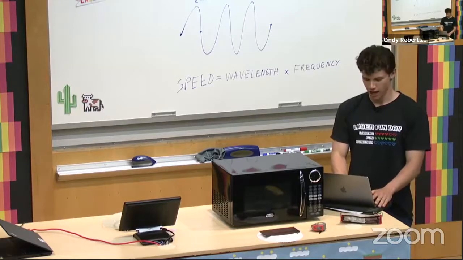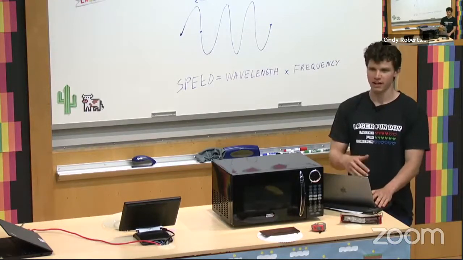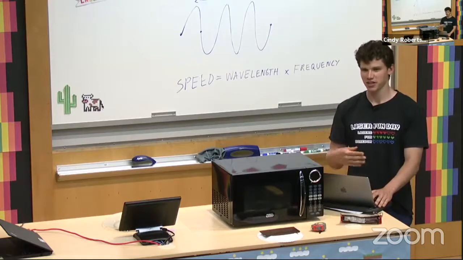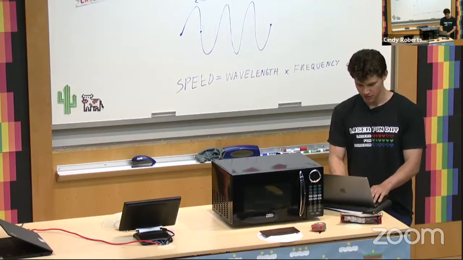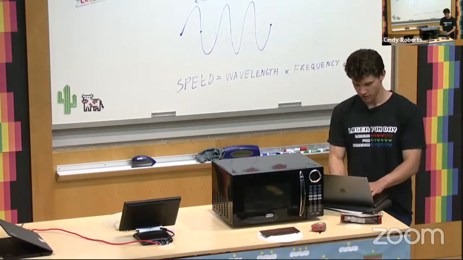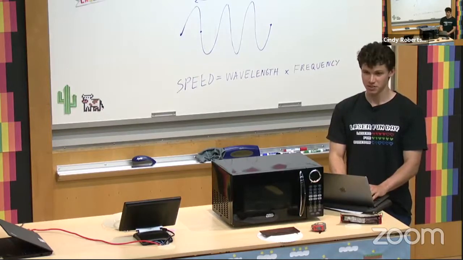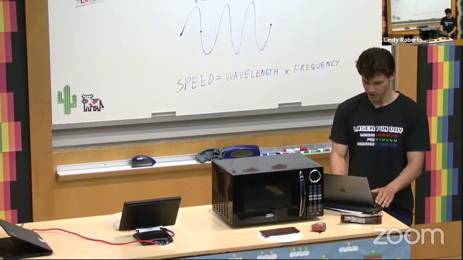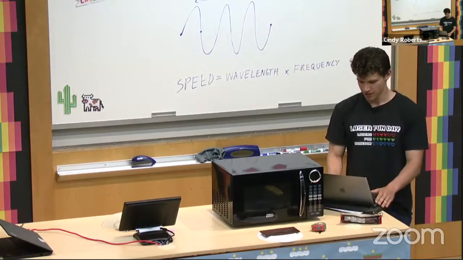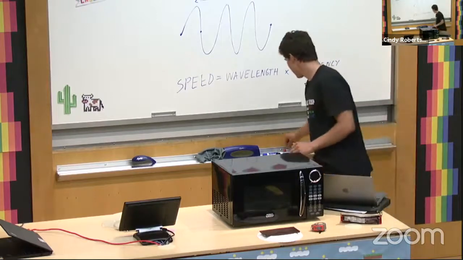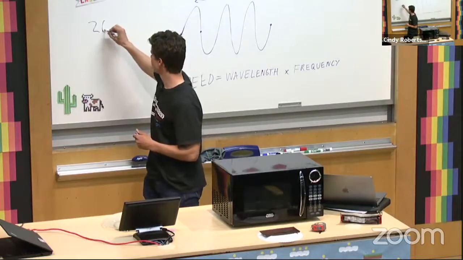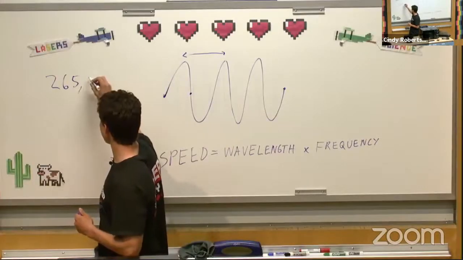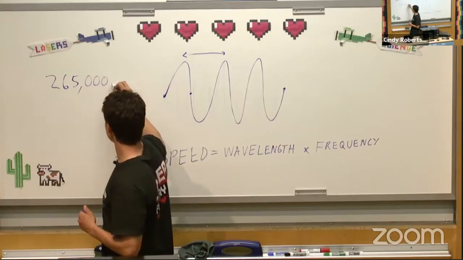So take, well, usually scientists work in meters per second. So take 0.11 meters, which is equal to 11 centimeters, times 2,450 followed by 6 zeros, because it's 2,450 megahertz. And we get a value for the speed of light. That is, the value that we found is 265 million meters per second.